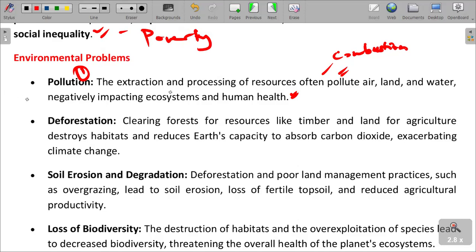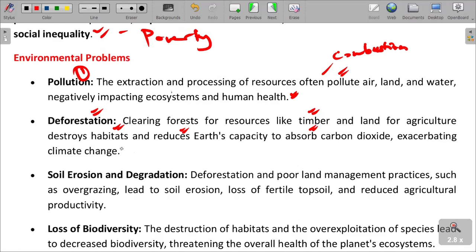We talked about environmental degradation. Deforestation has to do with clearing of forest for resources like timber. Timber is harvested from the forest. Land for agriculture destroys habitats and reduces the Earth's capacity. Habitats of organisms and animals are destroyed because of deforestation, and it reduces the Earth's capacity to absorb carbon dioxide. I'm sure we remember the gaseous balance, especially the oxygen and carbon dioxide balance. So this worsens problems to do with climate change.